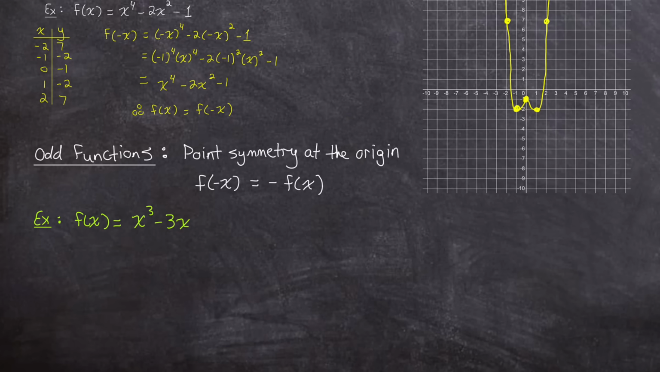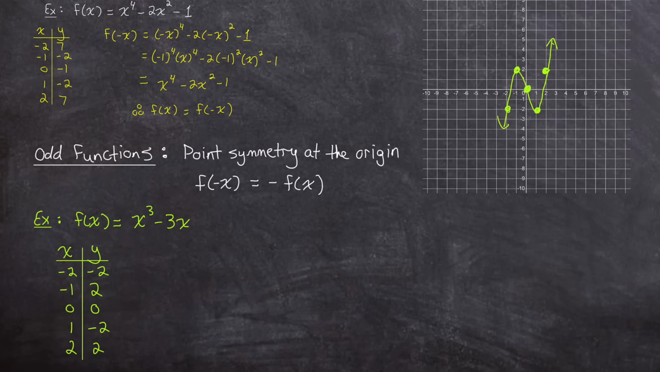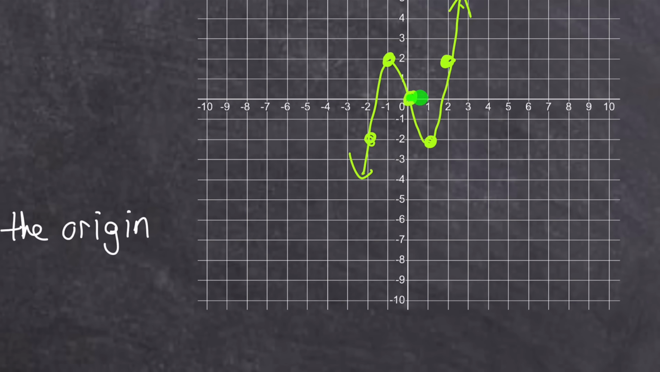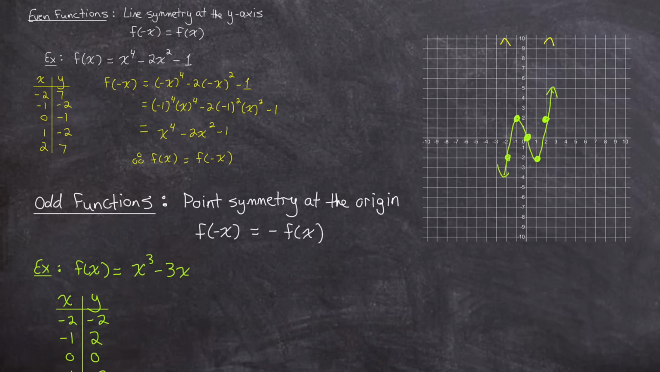If I were to make a quick table of values for this function, and then plot the points to see the graph, analyzing the relationships between the points, I notice that f at 1 is negative 2, but f at negative 1 is positive 2. So looking at the graph, if I move 1 to the right of the y-axis, the function is down here at negative 2. But if I move 1 to the left of the y-axis, the function is up here at positive 2. So the y values of these 2 points are the same absolute value, but they're opposite signs, which is what the rule states. F of negative x is equal to the negative of f of x.